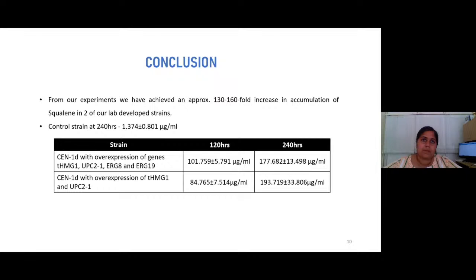Kalyani, I have one question. Have you estimated the extraction cost? Like if you are producing squalene using your system, has any cost calculation been done? Not as of yet, sir. But that's actually a very important step. We will do that as soon as possible. Yeah, otherwise a very good, wonderful system, because squalene is economically important and the system is producing quite promising enhancement. Great.